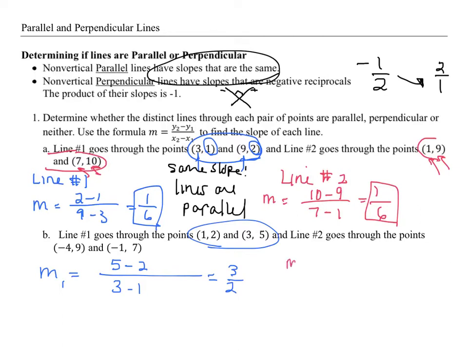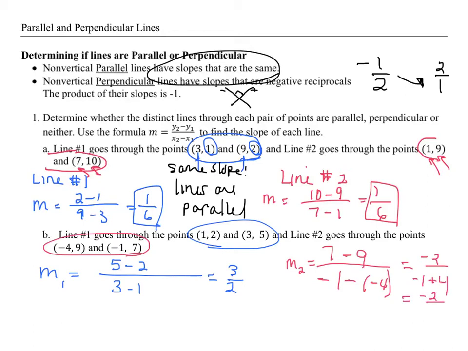The slope of the second line is equal to 7 take away 9 over negative 1 take away negative 4. So I wanted to do one where you had a lot of negatives in it so you can make sure that you're subtracting correctly. 7 take away 9 is a negative 2. Negative 1 plus 4, right? I just might as well write that. Negative 2 over 3.